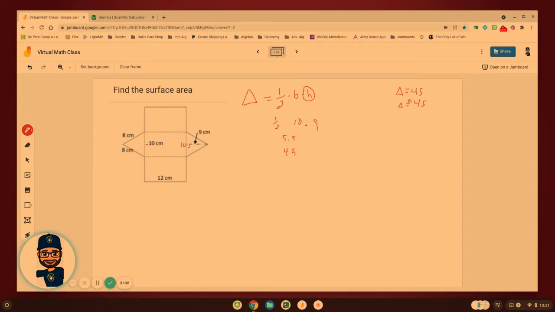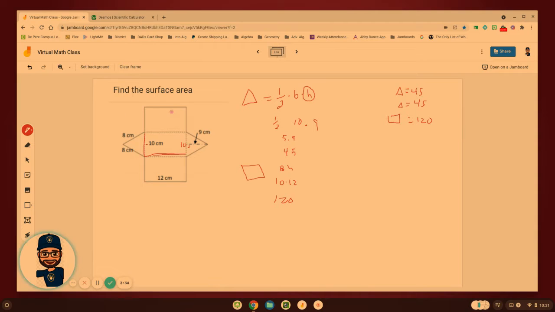And now we've got to take a look at the three rectangles. The middle one is probably the easiest one to see. That is a dimension of 10, and this is a dimension of 12. So this middle rectangle is base times height, or 10 times 12, which is 120. So one of those rectangles is equal to 120.